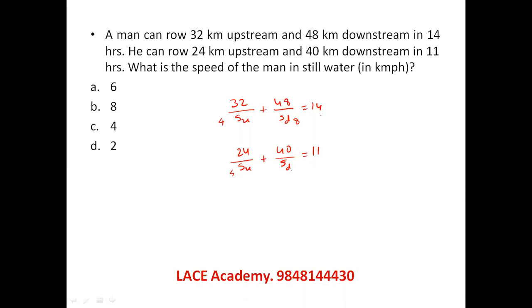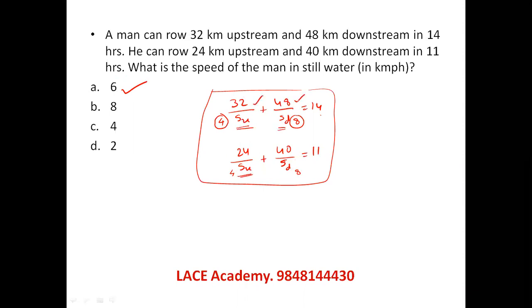If I put 4 here and 8 here, 24 by 4 is 6, 40 by 8 is 5. 6 plus 5, 11. Properly working. So upstream speed is 4, downstream speed is 8. So man's speed will be 4 plus 8 by 2, which is 6 km per hour. Instead of solving these equations, please understand that he is asking you to find out the numbers which can properly divide these numbers. So this is a question based on number divisibility also. If 4 doesn't work out, then you have to go for another number which can divide 32 like that. Let us see the next question.